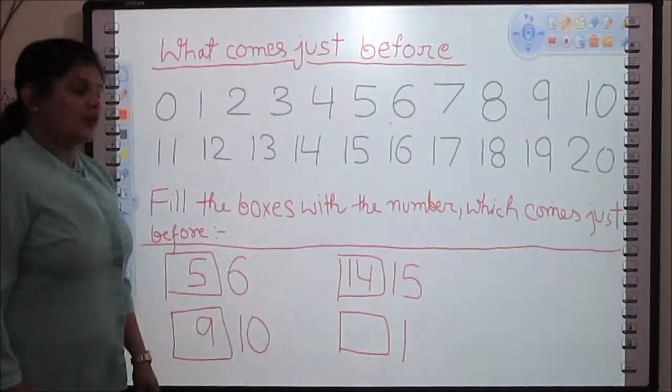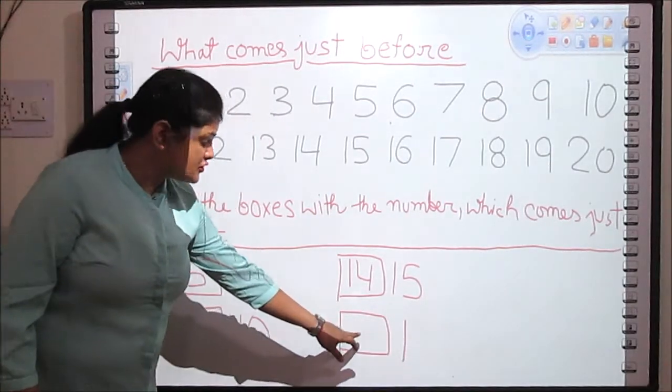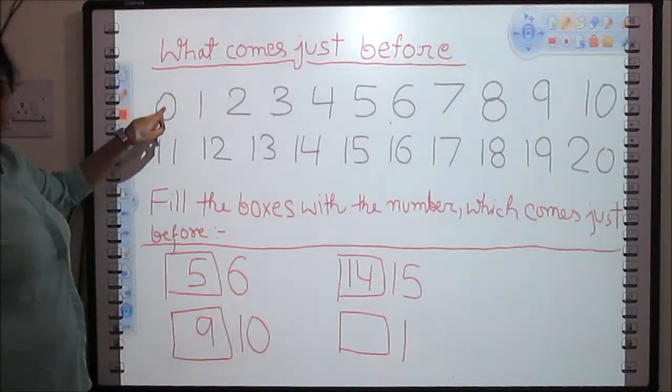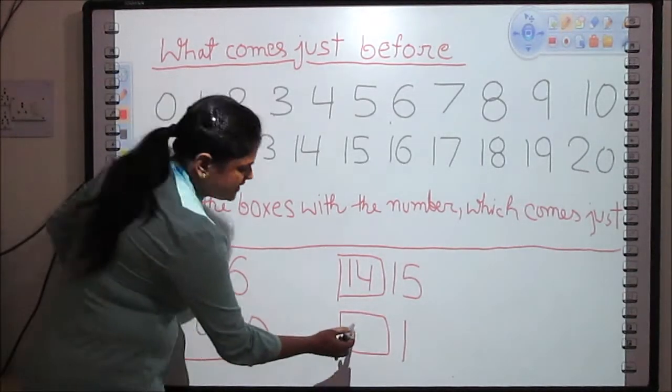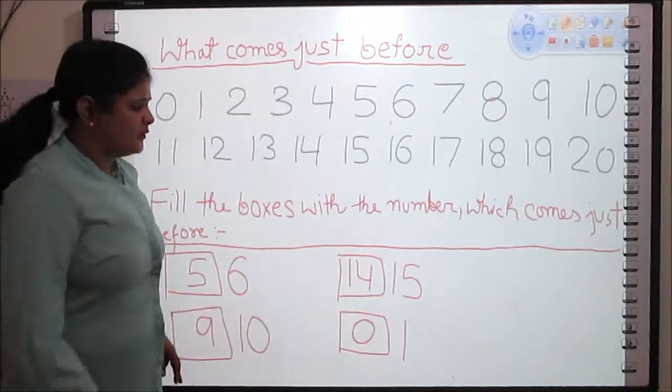Which number? 1. What comes just before 1? 0. So write here 0. What comes just before 1? 0.